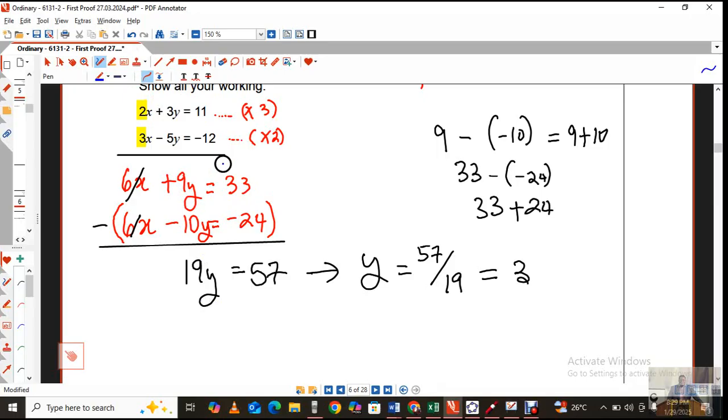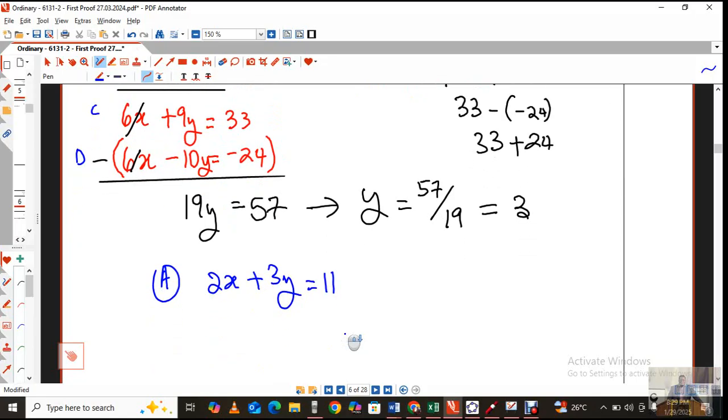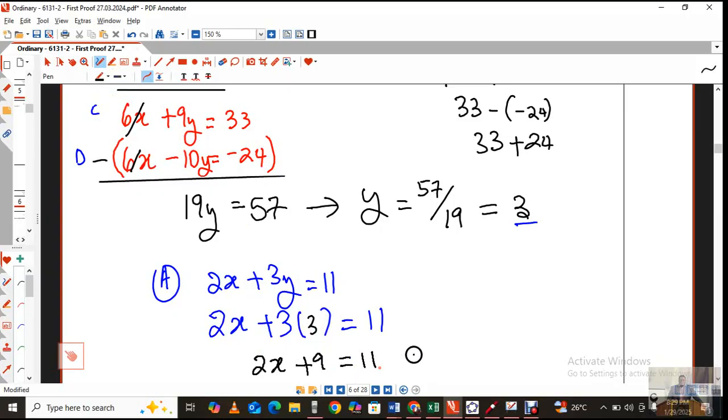So let's take the first equation. I can call this equation A, and that is equation B. This is C, and that's D. Doesn't matter. If I look at equation A, it is 2x plus 3y is equal to 11. But what do we know? We know that y is equal to 3 from here. So we substitute that value for y. Then this is 2x plus 9 is equal to 11.